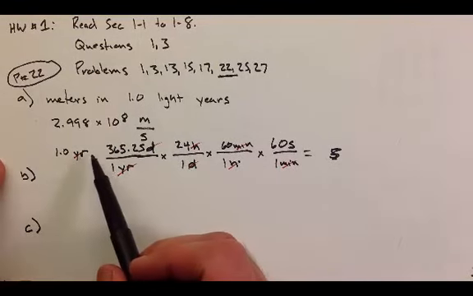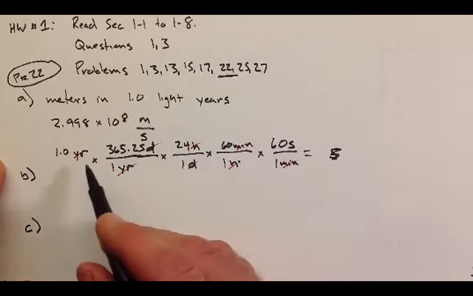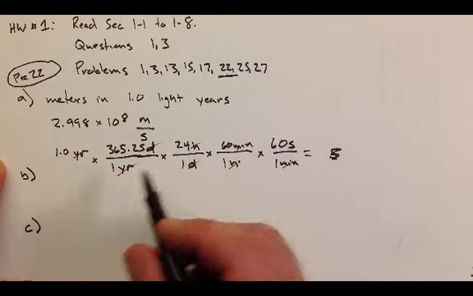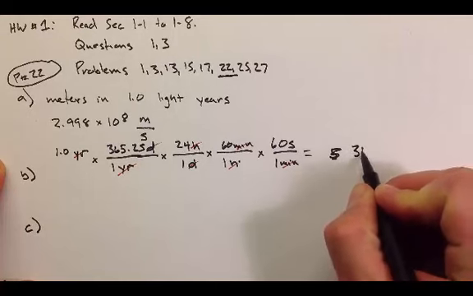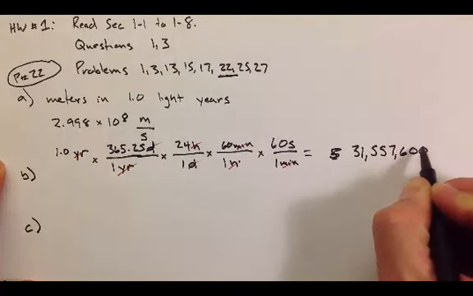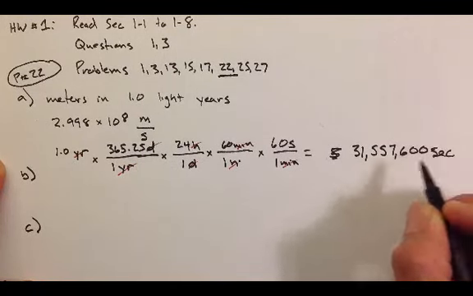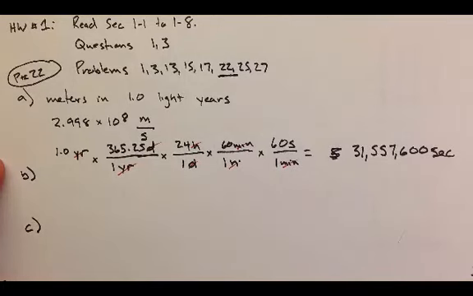And if I multiply all the numbers on top and divide all the numbers on the bottom, I find that in 1 year there are 31,557,600 seconds. Okay? So just multiply it across the top there.